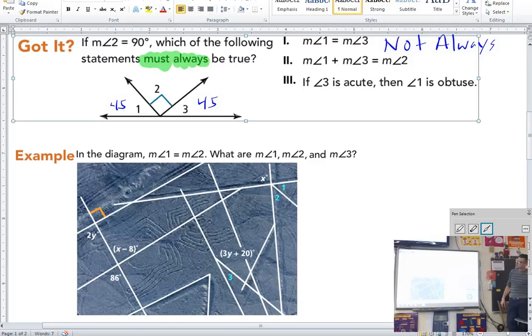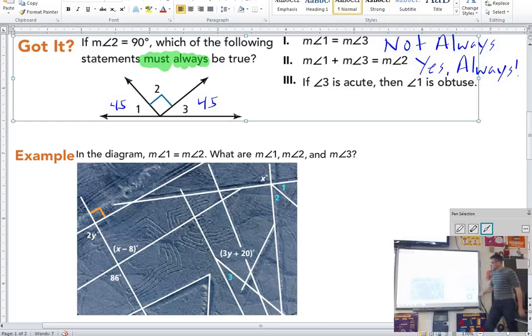Jack, what about the sum of angles 1 and 3 equaling angle 2? That's true. Yeah, why? Because this is what we can actually call a supplementary triple. We have 3 angles that make the straight line, so together they have to be 180. Take away the 90, 1 and 3 together have to be 90, so this is going to be yes, always.